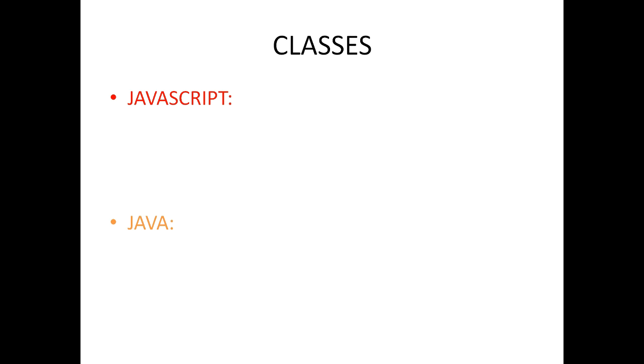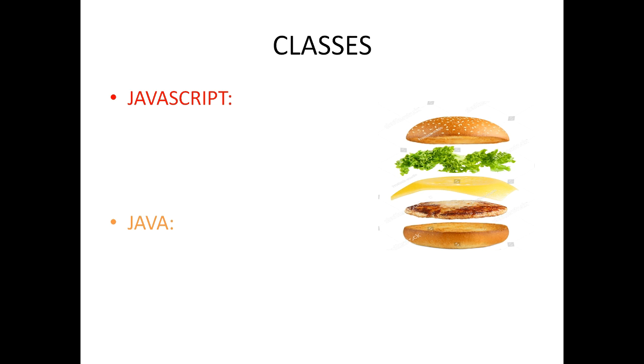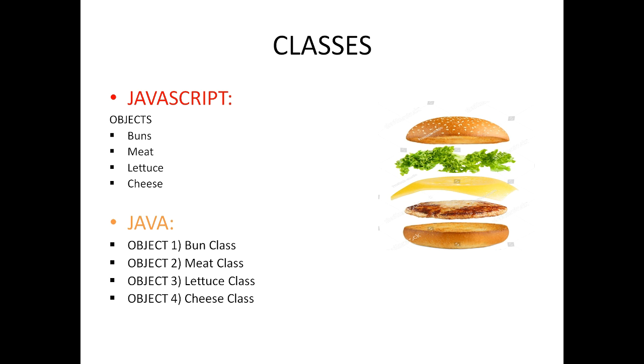So the next difference between JavaScript and Java is the classes. I'm gonna explain this part with an example. This is a hamburger with its layers. If we want to write a code for these hamburger layers, in JavaScript we're gonna write it like this. We're gonna have one object, and then in that object we're gonna say that there are two buns, a lettuce, a cheese, and a meat. But in Java we can't do that. We need to explain every layer in its class. So we're gonna have one object for the bun class, meat class, lettuce class, and then cheese class.